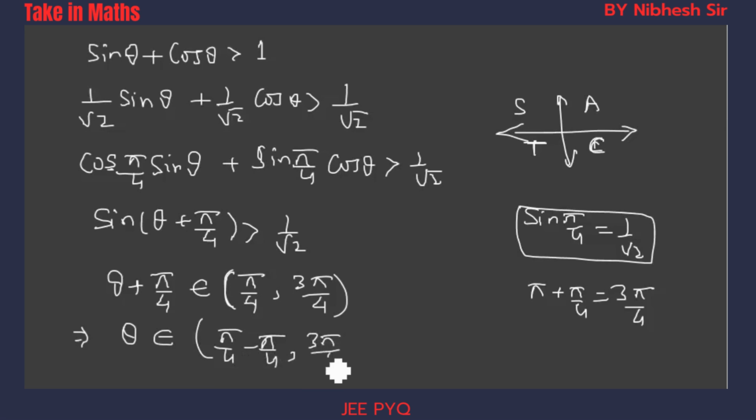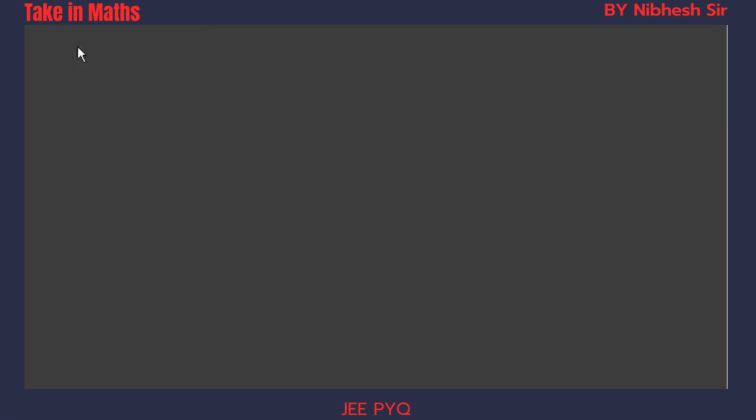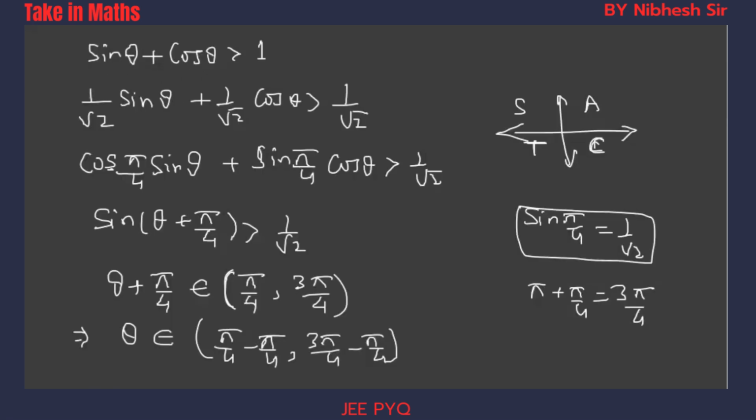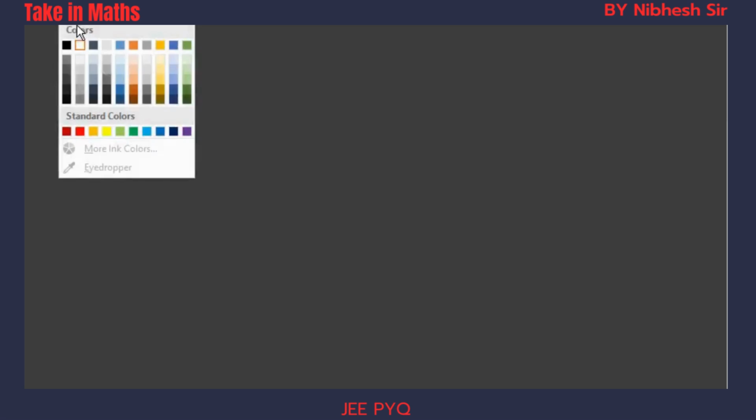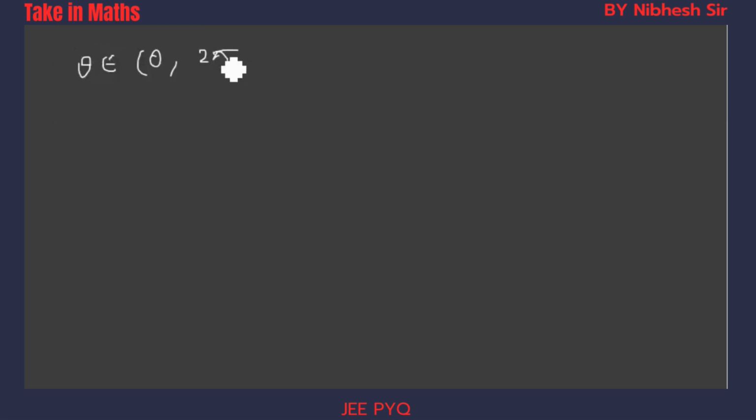3 pi by 4 minus pi by 4. If we simplify this, we get theta equal to what? Theta belongs to pi by 4 minus pi by 4, that is 0, and 3 pi by 4 minus pi by 4, that is what? That is 2 pi by 4, which is pi by 2.